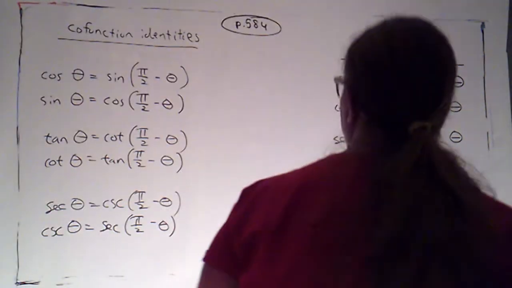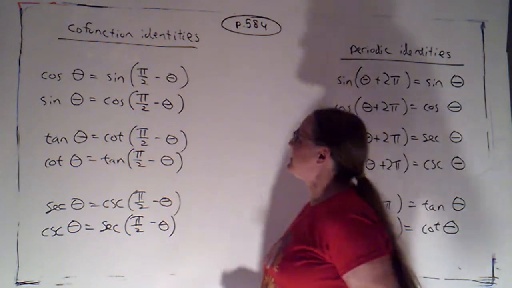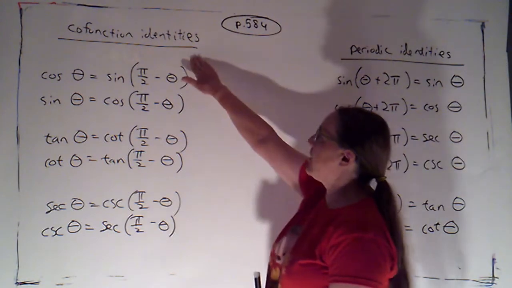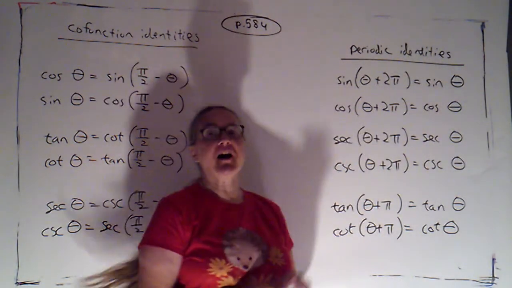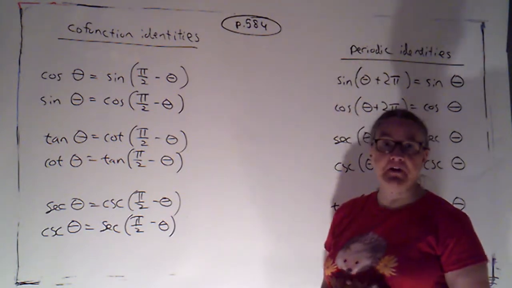I've got a bunch more identities up here on the board, 12 of them, because there are 6 trig functions, and each of them has a cofunction identity and a periodic identity. Okay, I want to just talk through what these are, and then we're going to prove a couple of them.